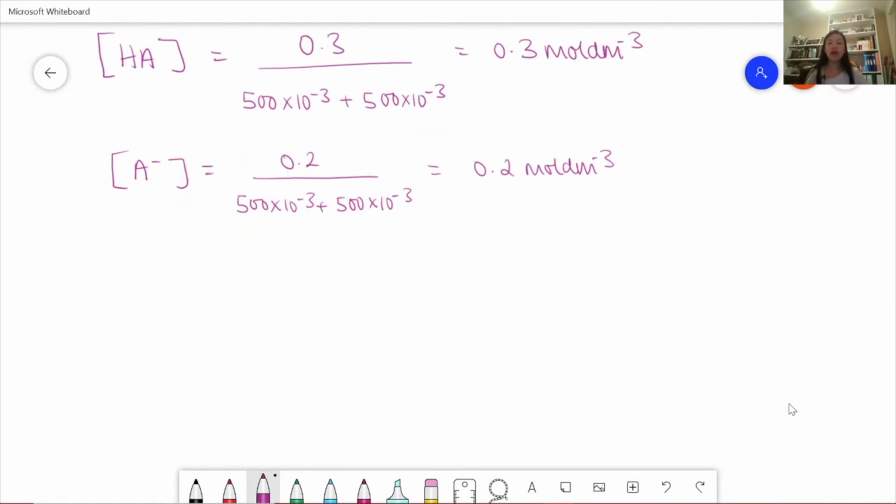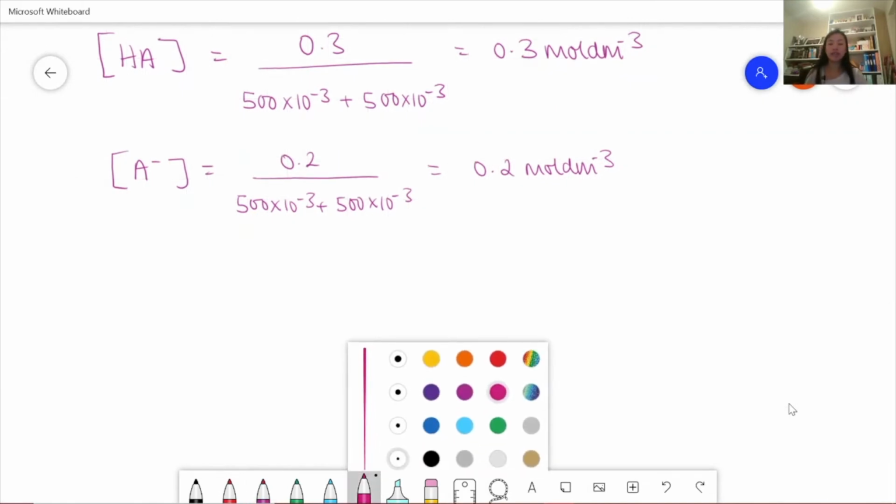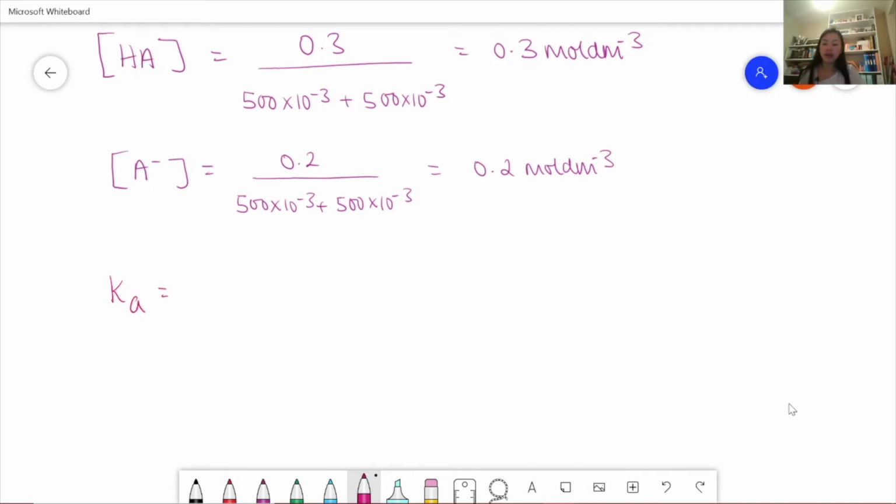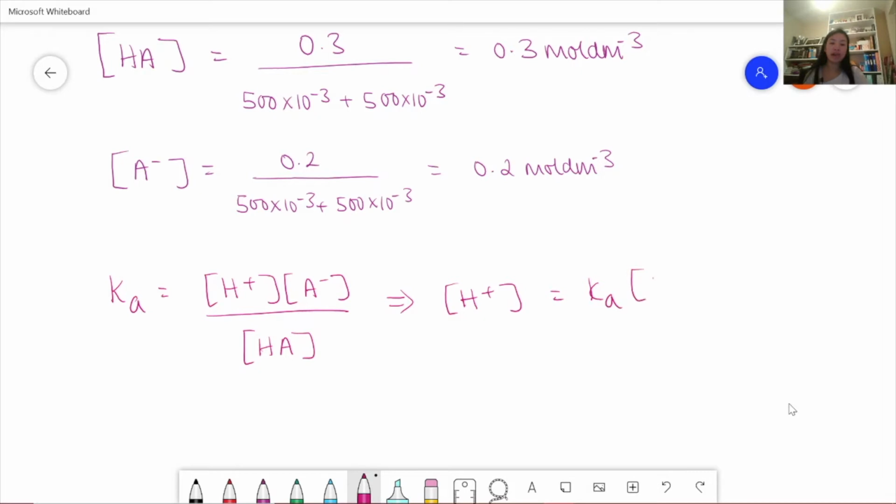And now we can use our Ka equation. So we've got Ka equals the concentration of H plus multiplied by the concentration of A minus divided by the concentration of HA. And so now we can start subbing in values. But first I'm going to rearrange so that we've got the concentration of H plus as the subject. So we have the concentration of H plus is equal to Ka multiplied by the concentration of HA divided by the concentration of A minus.